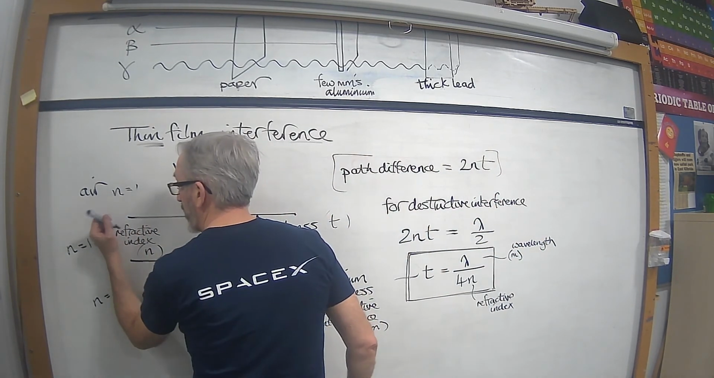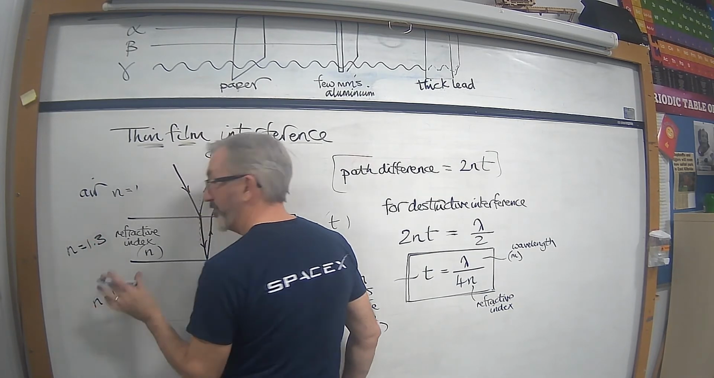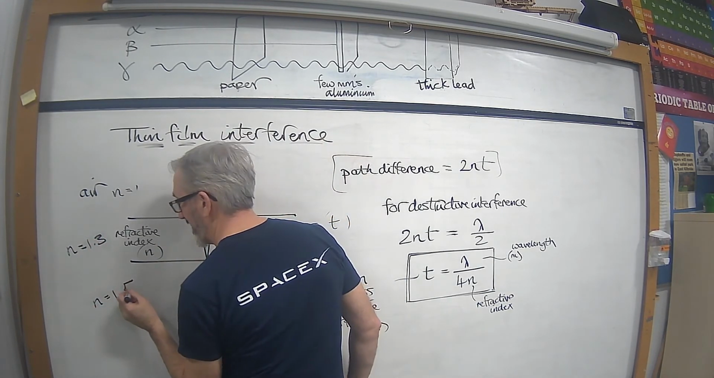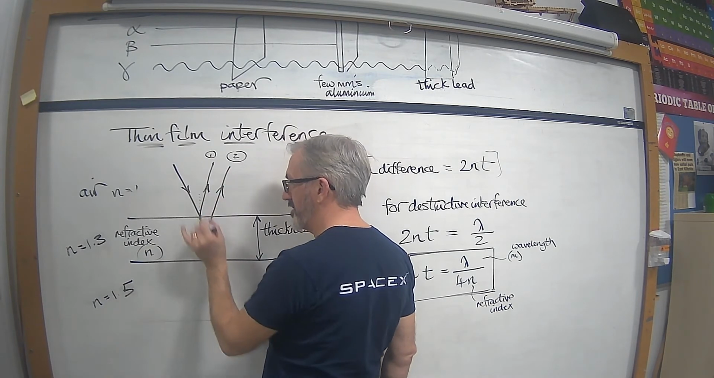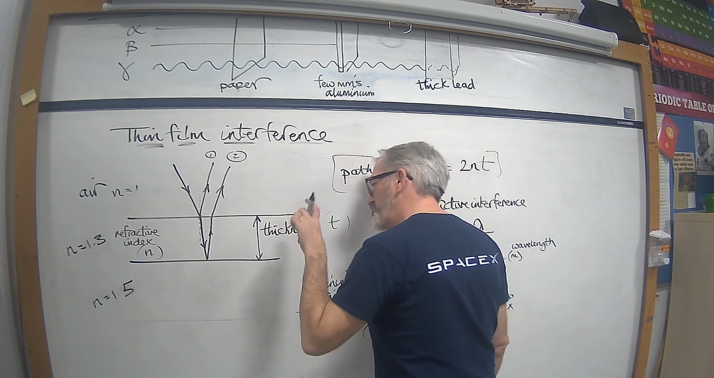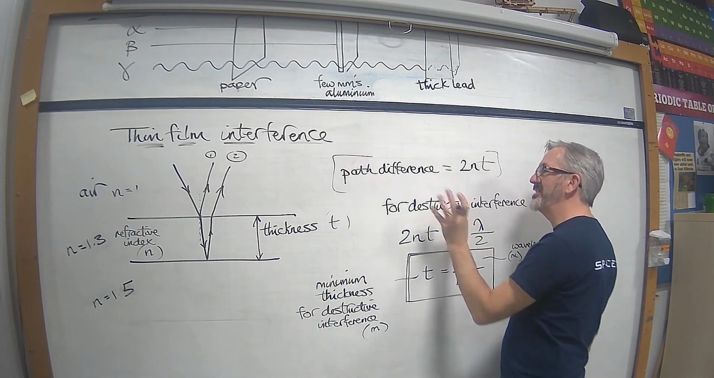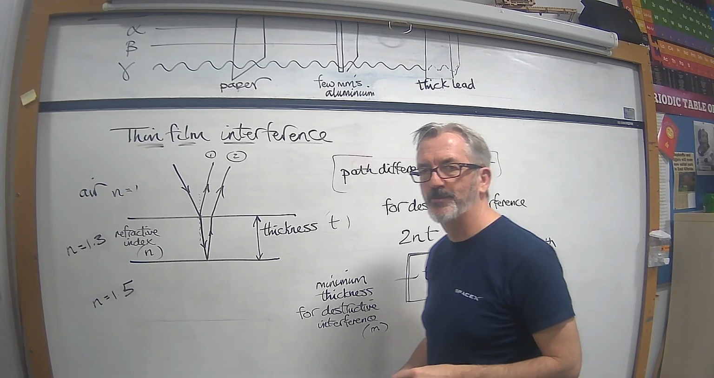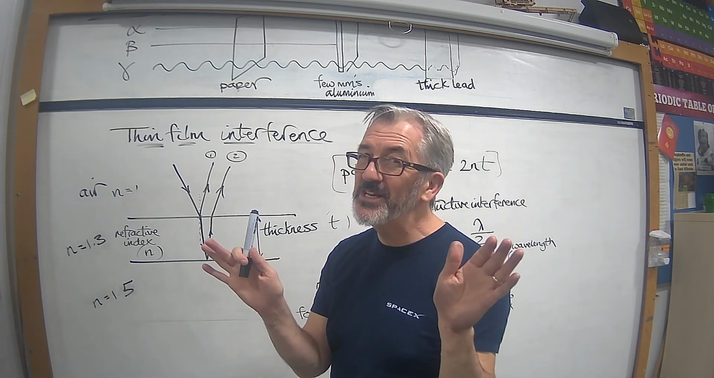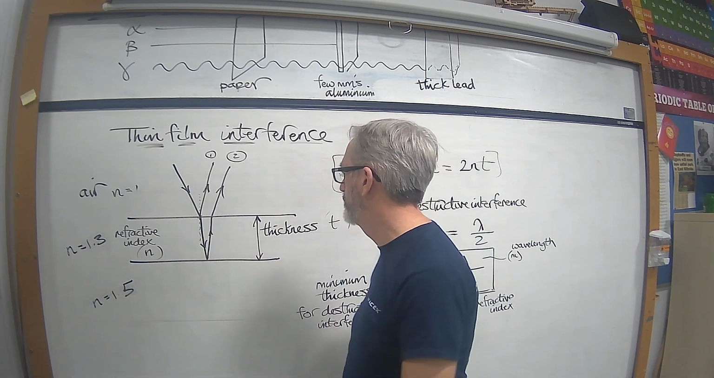If it was the other way around, if that was 1.3, for example, if it was water sitting on top of glass, then you get a phase change there, you get a phase change there, those phase changes cancel each other out, and your optical path difference of half a wavelength gives you destructive interference. Phase change is always going to cause us problems. You have to think about it, right?